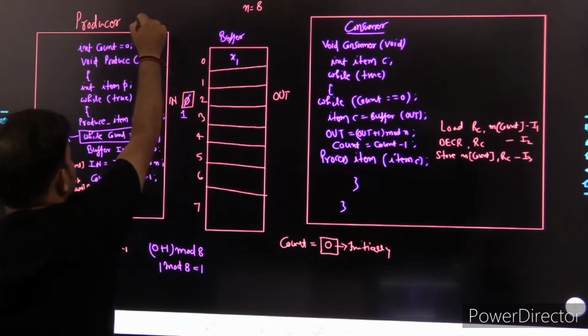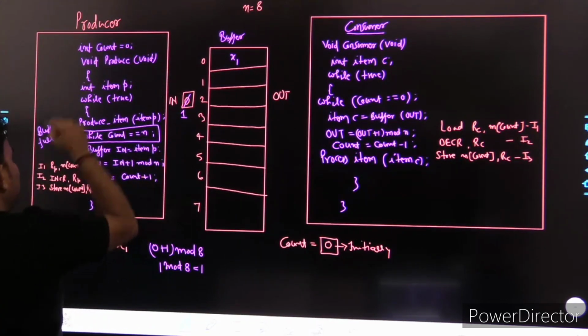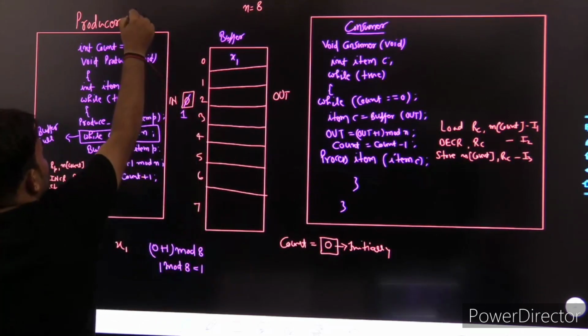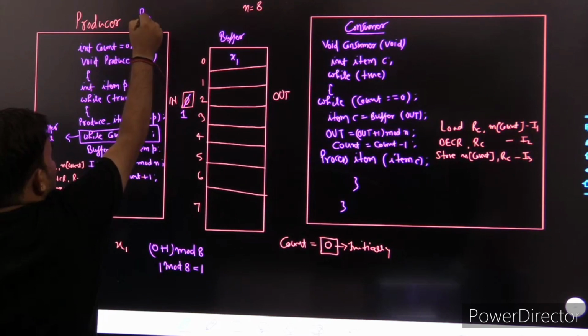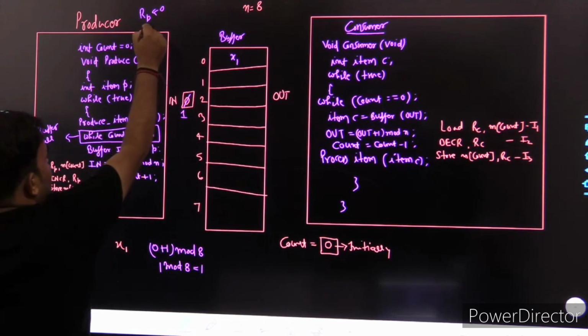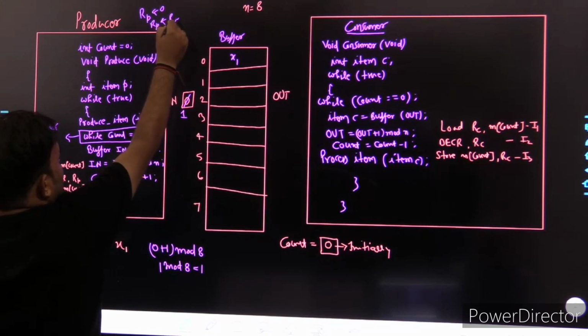I am going to explain here. In the first instruction, whatever we have in M count, we have 0. So we need to put this into the producer register, so 0. Increment, in the second instruction, increment RP means we need to perform this instruction, RP plus 1.